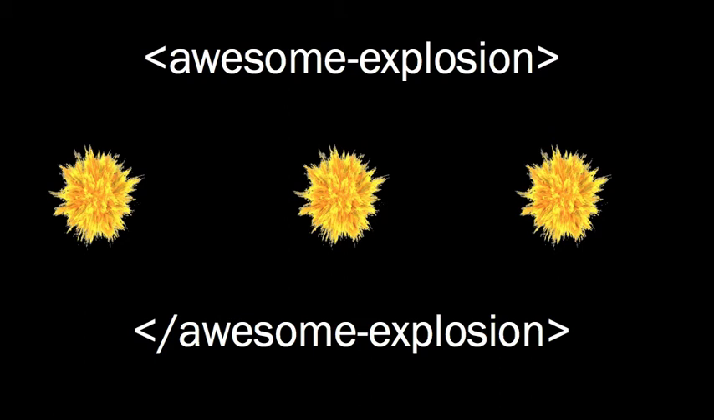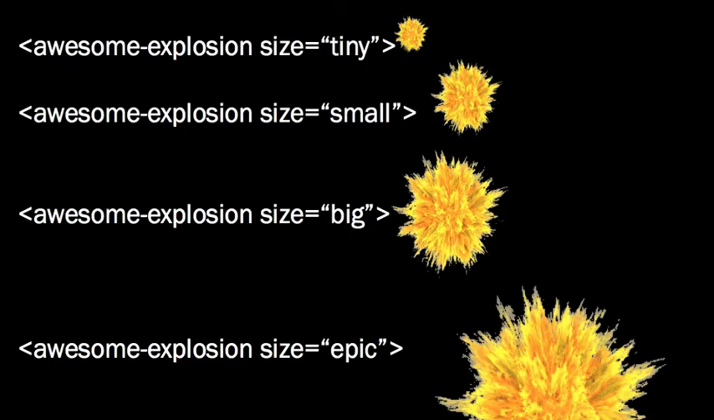So what if, to get an awesome explosion on the page on the internet, I could just write awesome explosion, the thing I want, right? It's more semantic. Well, what if I wanted to change the size of an awesome explosion so that I could have tiny or small or big or epic explosions just by a single tag? Now, epic might encapsulate a whole ton of stuff.